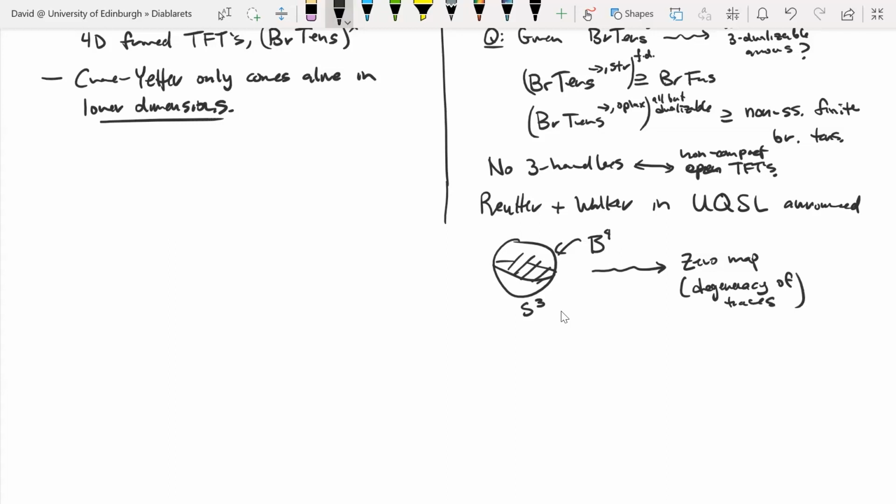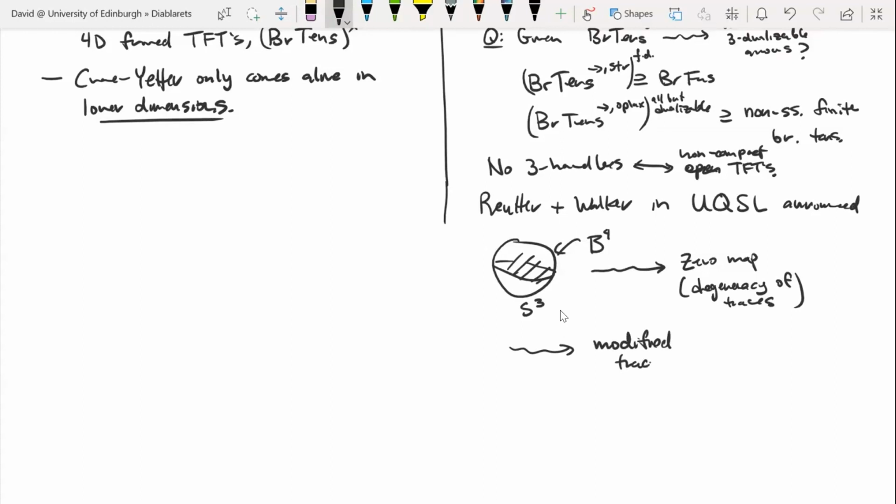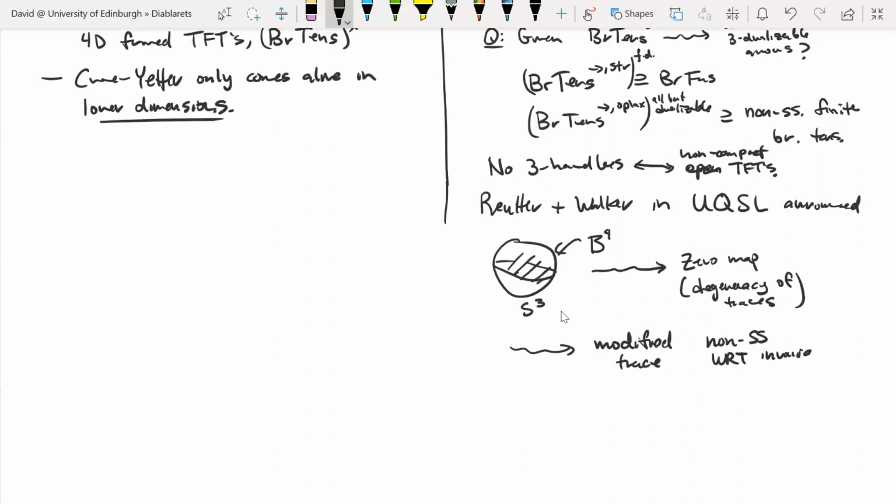And so some of you will know this as the degeneracy of traces. So there's a lot of literature. So there's something called the modified trace, where this trace is degenerate, but it's degenerate in such a way that you can just renormalize it. You get something called the modified trace. And then this gives you some non-semi-simple WRT invariants. So a lot of people have worked on this.